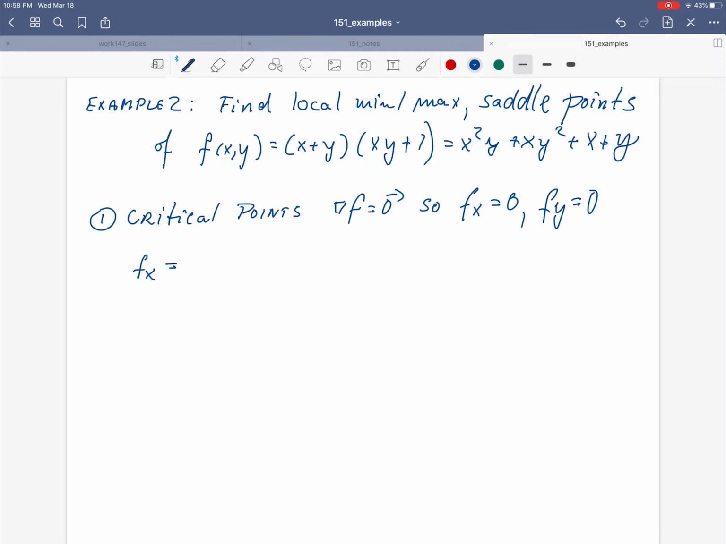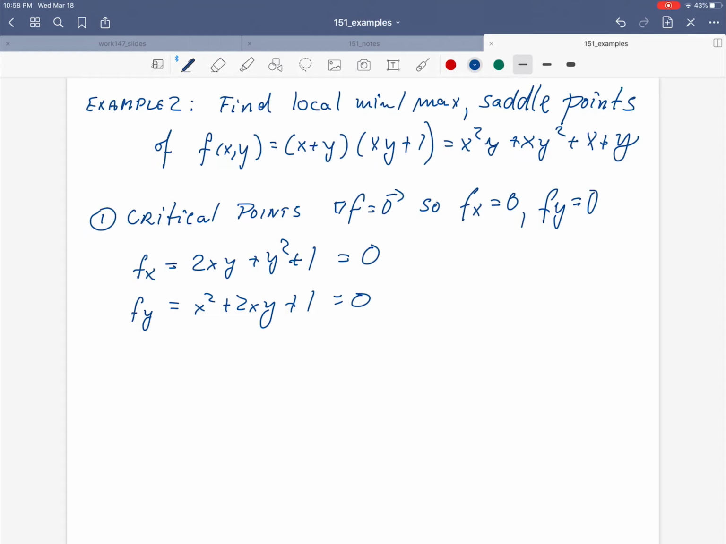So then the fx derivative comes to 2xy plus y squared plus 1. The fy derivative comes to 2x squared plus 2xy plus 1. We set them equal to 0, and we start thinking about how to solve this system.